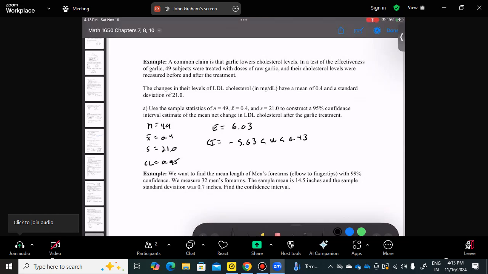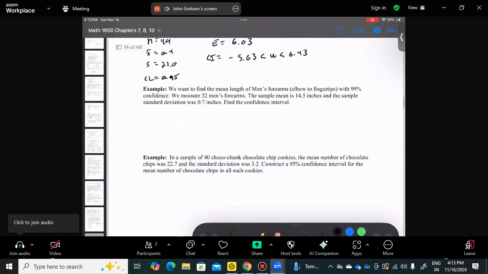So it's likely there isn't any change at all. Alright, so let's do another one.